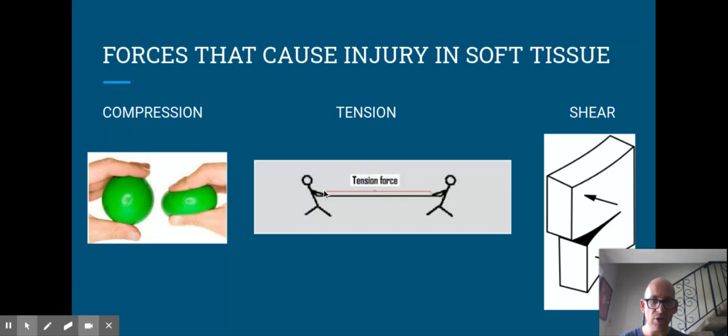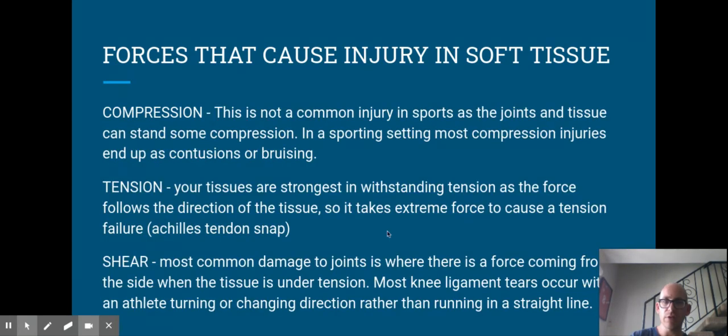Okay, so tension is going directly this way and this way. Your muscles are already under tension. So with shear, one will be going this way and one will be going that way in a tearing motion. Okay. All right. So let's look a little bit at those three forces.